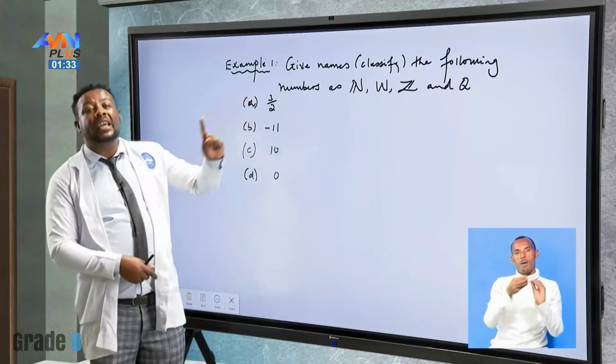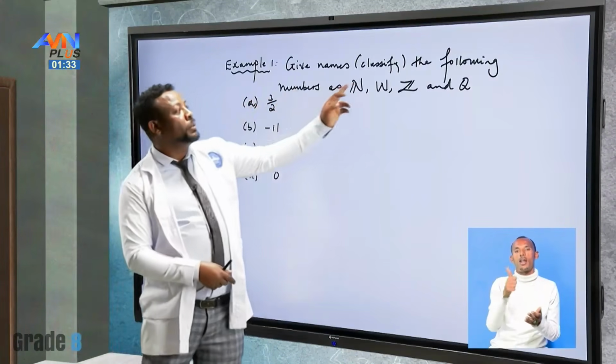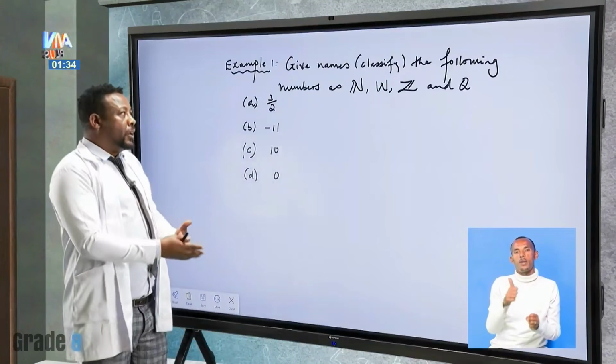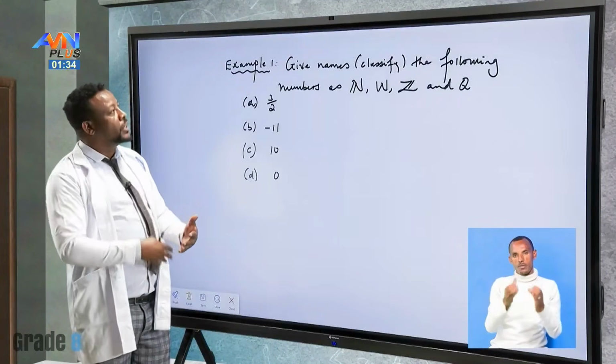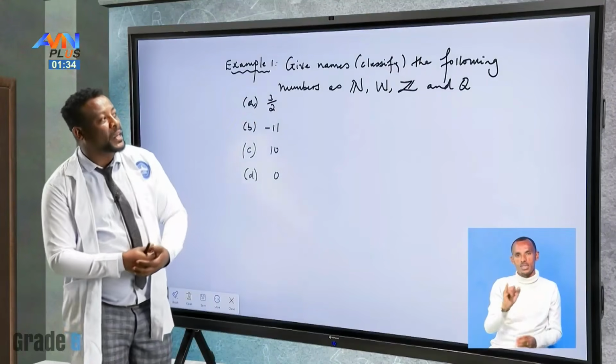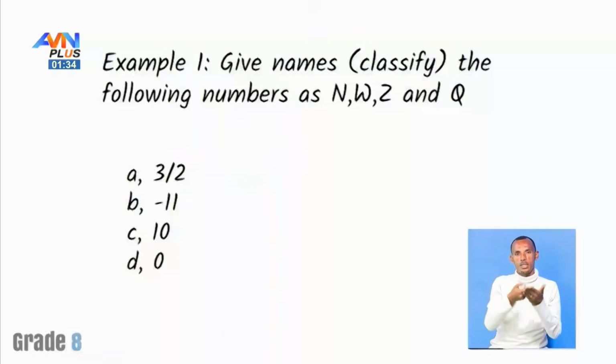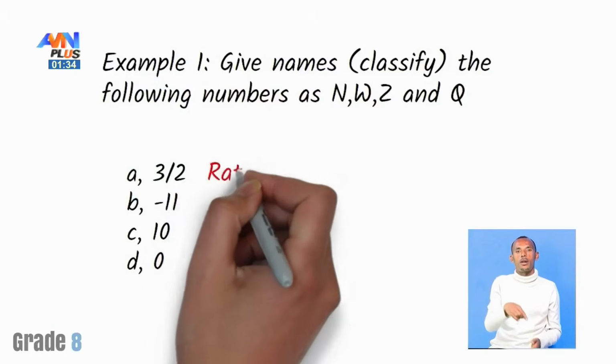This is not an integer. Okay? It can't be a member of these 3. So the only naming or the only classification that we can give for this number is an element of rational numbers. So you can say this is a rational number, okay? This is a rational number.